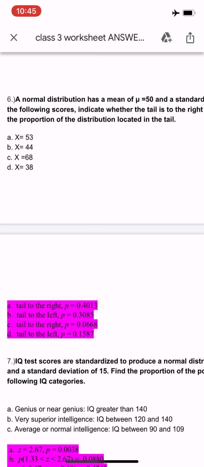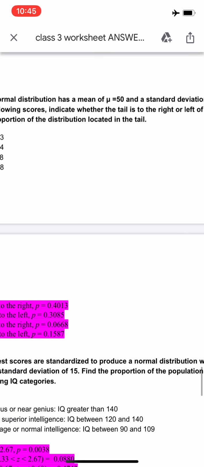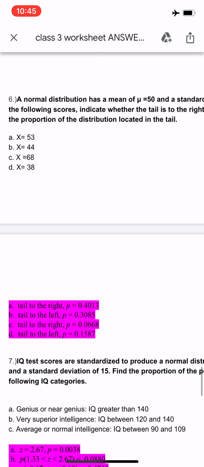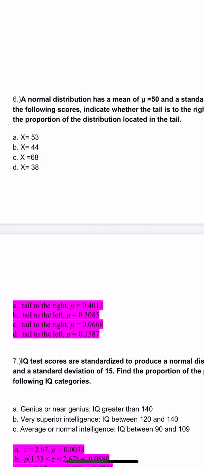All right, then you do the same thing for 44. So you plug 44 into the z-score formula. If the tail is to the left, we know that the answer will come out negative. And when you go to the corresponding tail, that corresponds to the z-score that you got from plugging in 44 minus 50 divided by 12. It will come out to 0.3085.